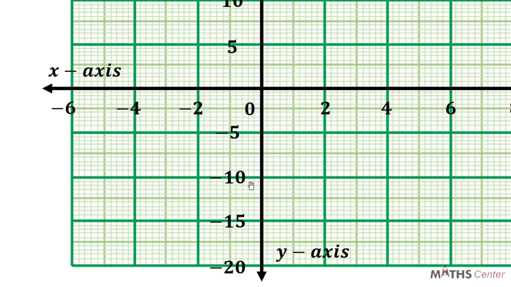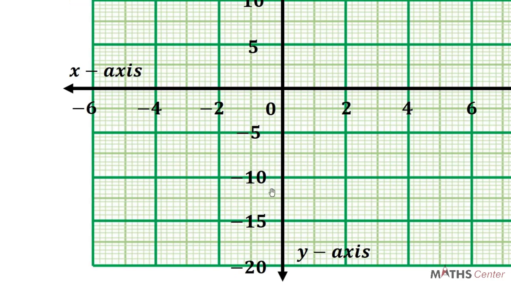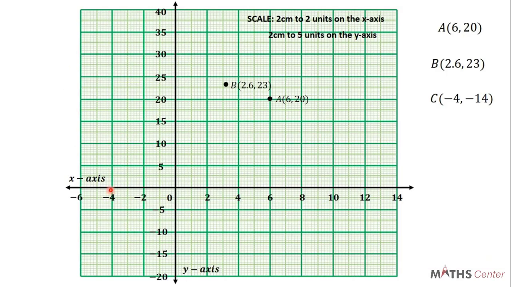So we have -10 here. The next one will be -10.5. The next one will be -11. We have -11.5, -12, -12.5, -13, -13.5, -14. So it means that to get -14, you have to count 8 divisions from -10. So we have -4 on the x-axis and -14 on the y-axis, which is 8 divisions from -10. So you trace -4 and -14 and they will meet at this point. So this is the point C, which has the coordinates -4, -14.